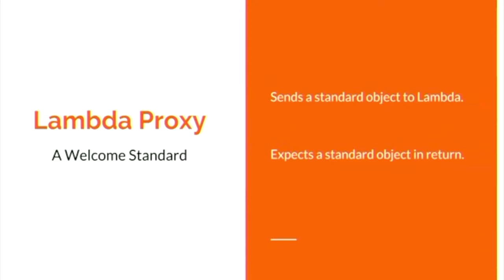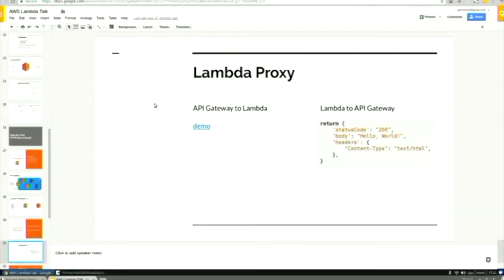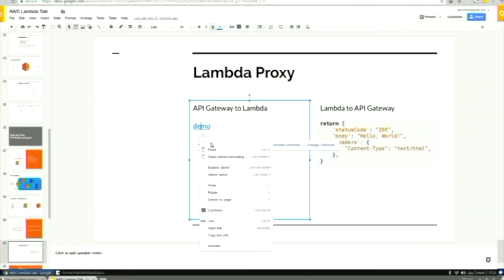So what they did was added Lambda proxy. They came up with a standard, and I thank them on my knees for it. It is beautiful. It's a standard of what the object looks like going into your Lambda function and what the object you should send back looks like. And it's really, really nice. It's very, very simple, but it covers everything you need. So for API Gateway going into Lambda, I'm going to do a demo, show you what that looks like, because it's too big to put on a slide.